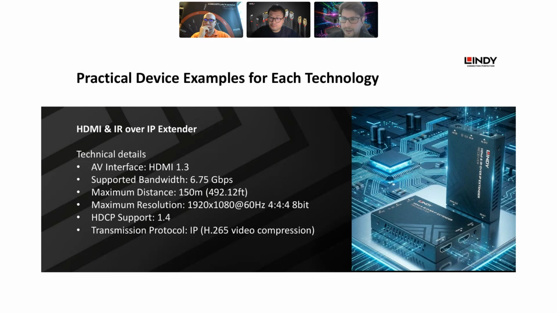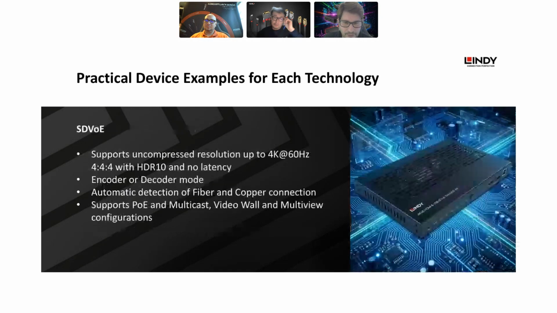The technical details: AV interfaces will be HDMI 1.3, supported bandwidth 6.75 gigabits per second, and the maximum distance 150 meters when you connect point-to-point the transmitters. The maximum resolution is HD 60 Hz, 4:4:4 AV. HDCP will be up to 1.4. The transmission protocol will be IP, the codec H.265 video compression.